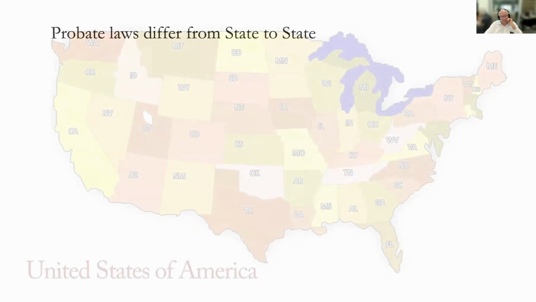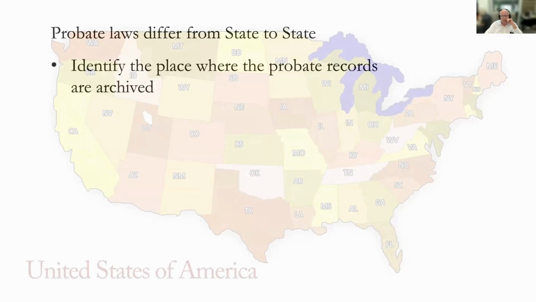And I'm going to have to emphasize this, that probate laws differ from state to state. So it's important that you identify the place where the probate records are archived, meaning where are they kept? They may even be in a state archives. That's why we were looking at probate records at the Maryland State Archives, because the older probate records had all been transferred to the state archives. And so they were all sitting in Annapolis, Maryland. But not all, but the bulk of the records, not the current records that were being probated.